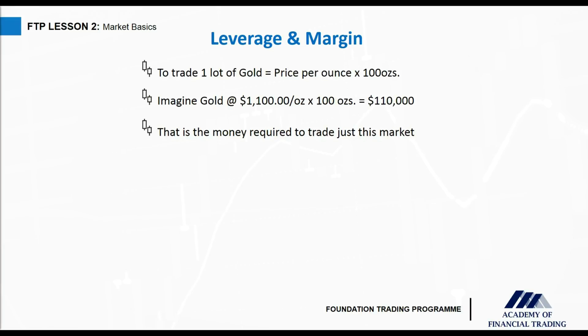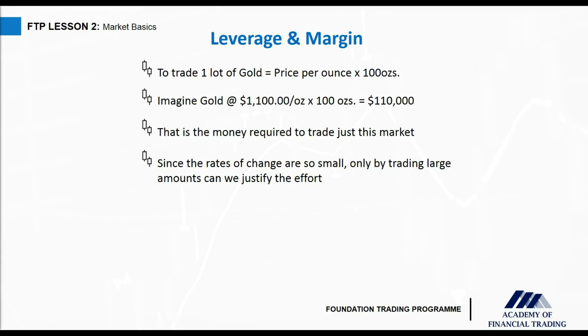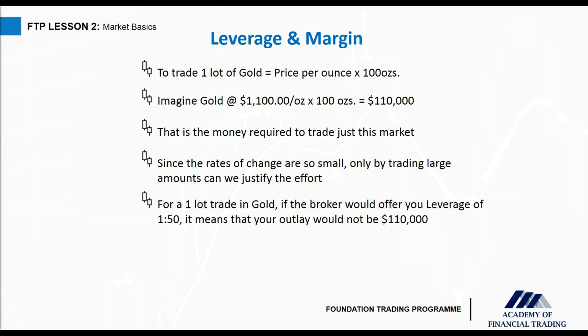That's how much I've put on my trade. So since the rate changes are so small, only by trading large amounts could you justify the effort. So for one lot trade in gold, if the broker would offer you a leverage of 1 to 50, that means your outlay would not be $110,000. It would be 2% of $110,000.